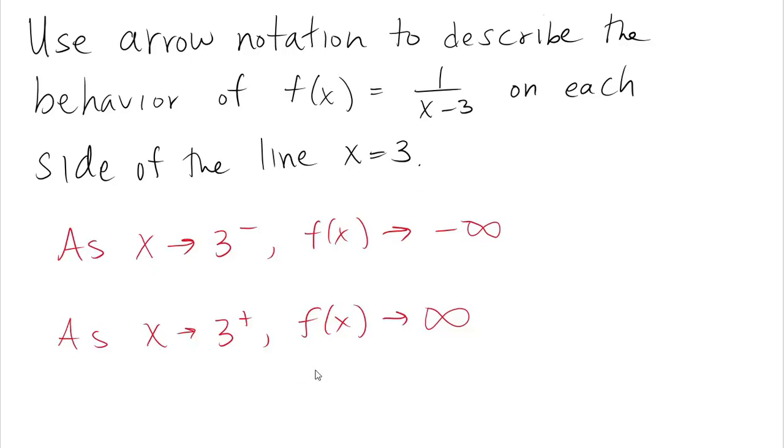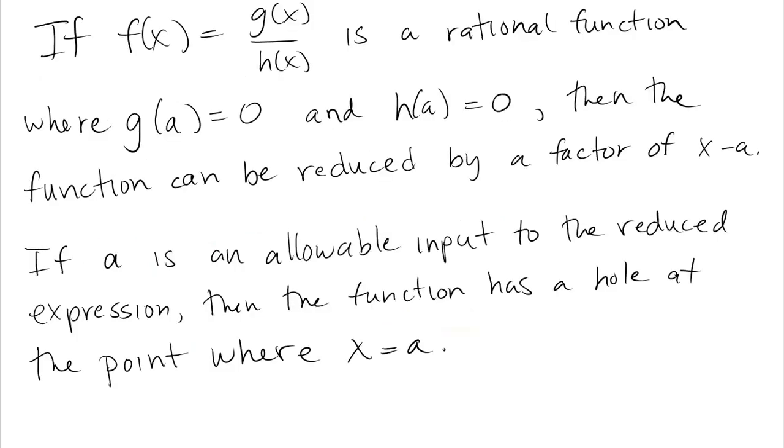So again, a vertical asymptote is just one of the possible consequences of a domain restriction in a rational function. The other possibility is that there's a hole in the graph. If f of x equals g of x over h of x is a rational function where g of a and h of a are equal to 0, then the function can be reduced by a factor of x minus a. This goes back to what we were talking about in previous sections. If a is a 0 of a polynomial, then x minus a is a factor.